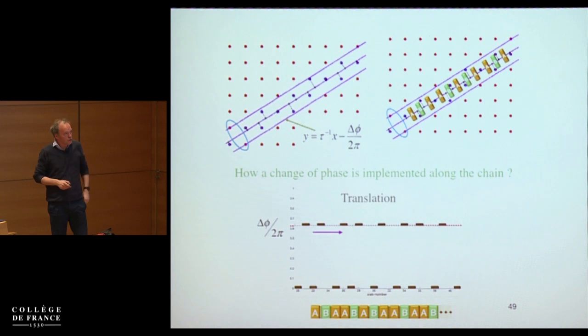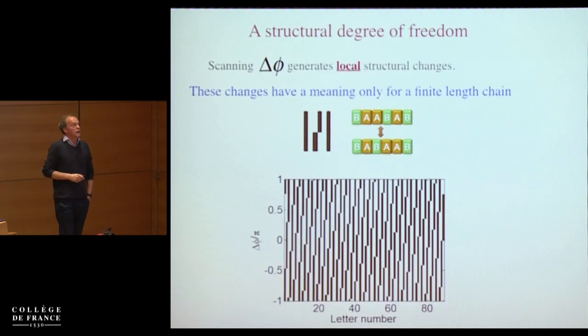Second, it is a translation, I said. So here, this is the initial sequence that we had. If you move to this value of delta phi, say, then you see that we had a translation by just 1 letter. So the whole structure was just translated along this direction. Okay? So what I'm telling now is just structural. This structural degree of freedom generates local structural changes. And these changes have a meaning only for a finite length chain, not for the infinite chain.